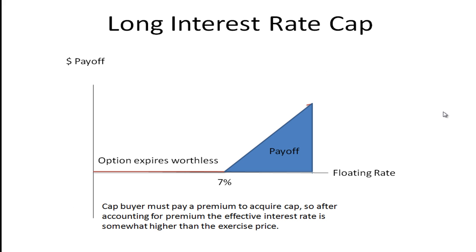So let's take a look at a graph here. And again, you can see this looks very much like the payoff for a European call option with an exercise price of 7%. If the interest rate is below 7%, the option expires worthless. If it goes above 7%, then the long interest rate cap holder receives a payoff. Now, keep in mind that the cap buyer has to pay a premium to acquire the cap, so after accounting for the premium, the effective interest rate is somewhat higher than the exercise price.